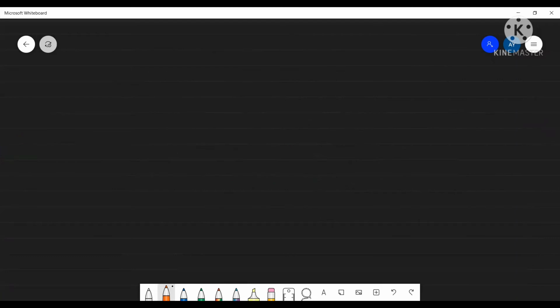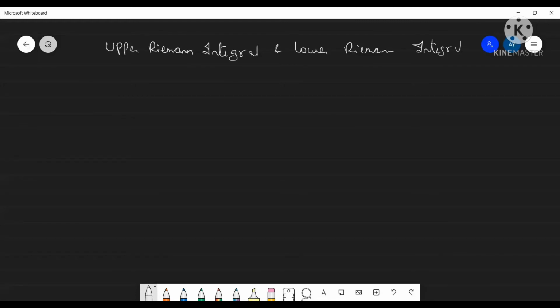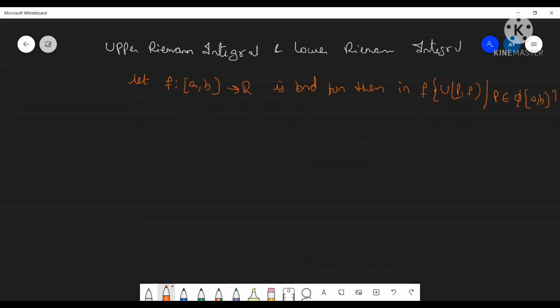The next definition is the upper and lower Riemann integral. Till now, we have only studied the upper Riemann sum and lower Riemann sum. Now we are studying the upper Riemann integral and the lower Riemann integral. So what does this define? Let f be a mapping from [a, b] to R. Obviously this should be a bounded function. Then the infimum of U(P, f) such that the partition P belongs to the set of partitions of [a, b]. If you take this, then it is called the upper Riemann integral.